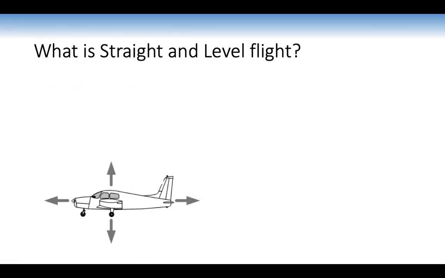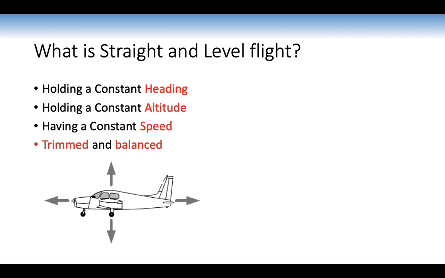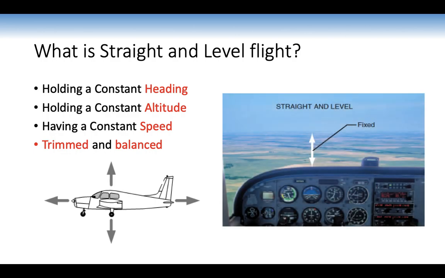So what is straight and level flight? It's about holding a constant heading. So that's the straight part. Holding constant altitude. So that's the level part. Having a constant speed and making sure you're trimmed and balanced as well. With a constant speed, you're not either accelerating or decelerating the airplane. So all the forces, as we'll show in a moment, are in equilibrium. This is what we'll see in the training area. We'll have to adopt an attitude. So for example, once we're off the ground to the sky, and providing the power is set and the attitude is set and we're trimmed, we will be in straight and level flight.